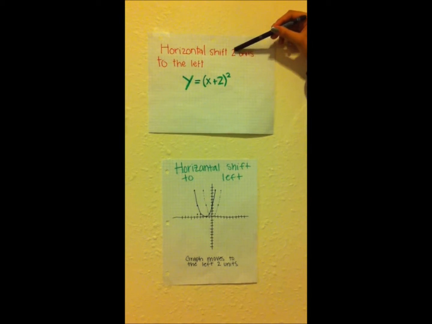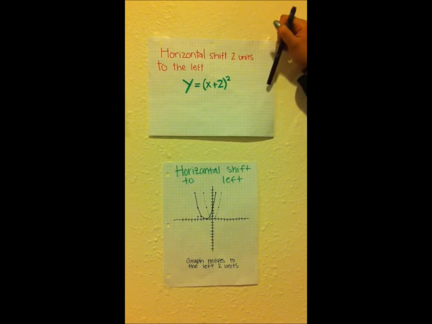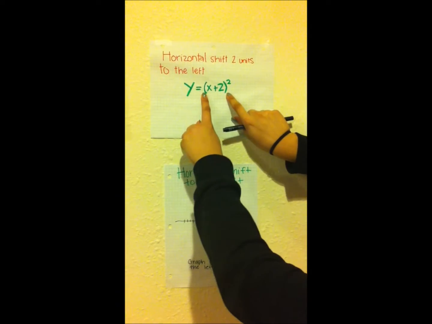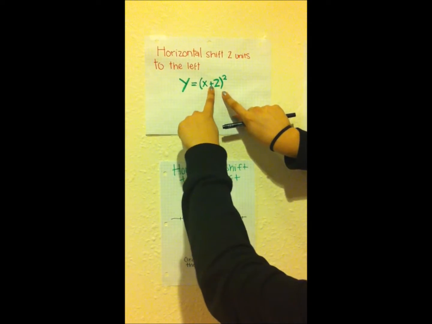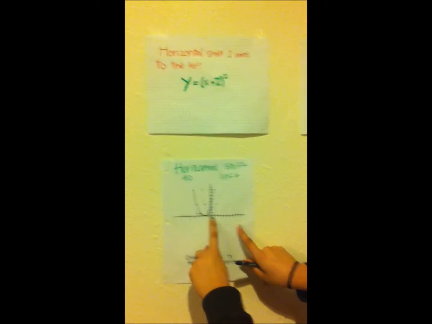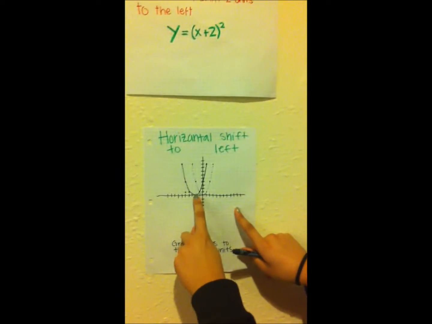We're going to start off with a horizontal shift 2 units to the left. Whenever we move it 2 units to the left, it has to be in the parentheses and it has to be a positive number. So if we look at it on a graph, it would be moving to the left 2 units.